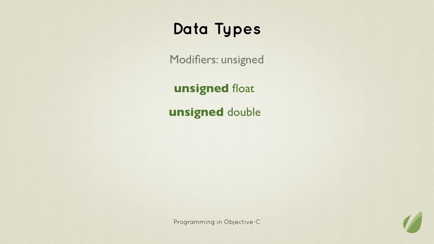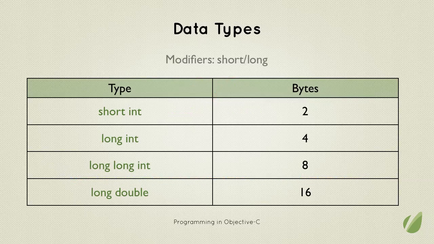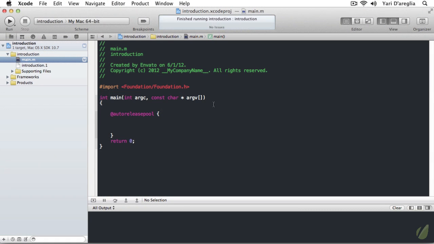Remember that neither float nor double numbers can use the unsigned keyword, because they have 1 bit dedicated to the sign. Take a look at their data structure. You see the sign bit, the exponent bit, and the fraction bit. So you have to define the sign. Here you can see how the long and short modifiers can change the size and consequently the capacity of a data type. For example, a short int can only use 2 bytes, while a long double goes up to 16 bytes.